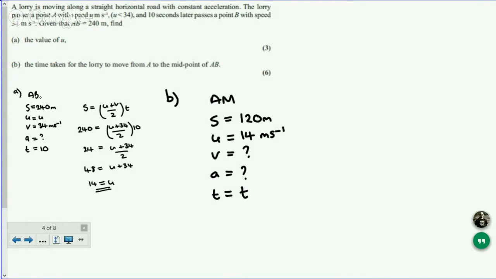So what I can do is go back to this bit and remember the acceleration is constant. So if I work out the acceleration from A to B, I've got the acceleration for the whole lot. So I'm going to need to go back and find A. For that, I'm going to use the information I had for AB.